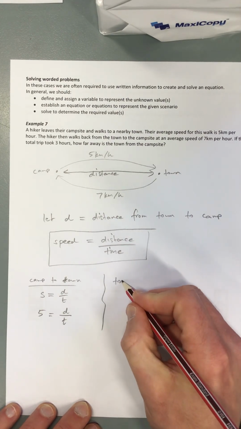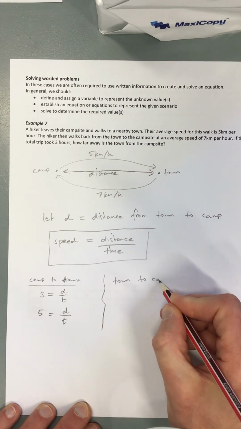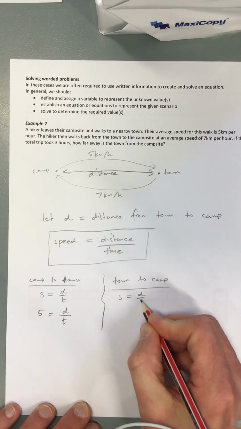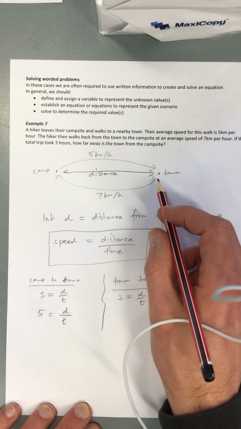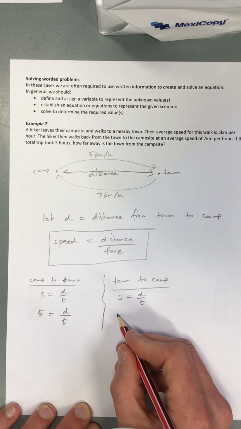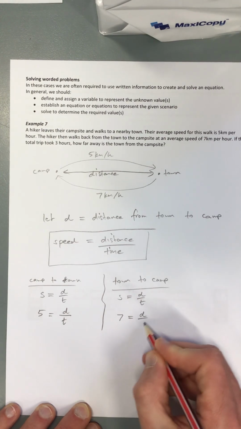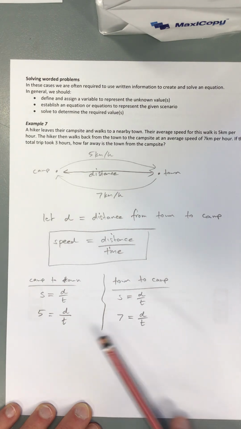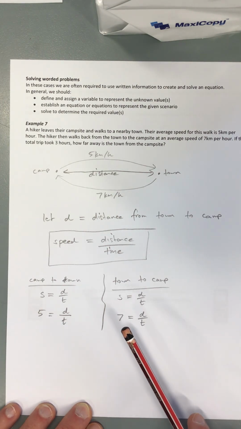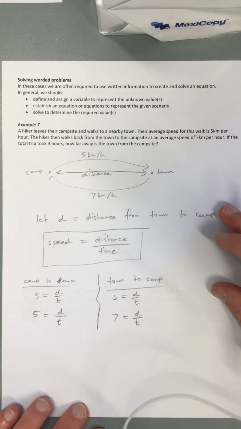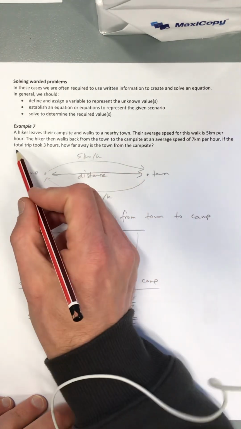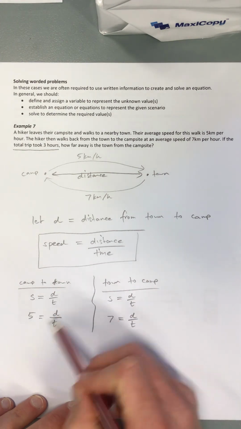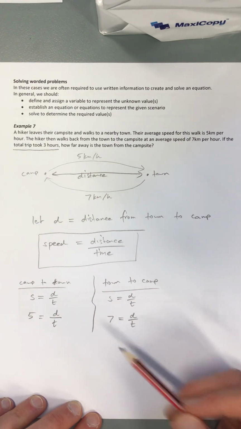There's not much more we can do with that just yet, but we've got that information. From the town to the camp, again, if we start with speed equals distance over time, this time we know that from town to camp the speed was 7. So 7 is equal to distance over time. And again, with those two equations, there's not a lot we can do just yet. But what we do know is that the total trip, if we go back to the question, took 3 hours. So the time it took to do this part plus the time it took to do that part is equal to 3.